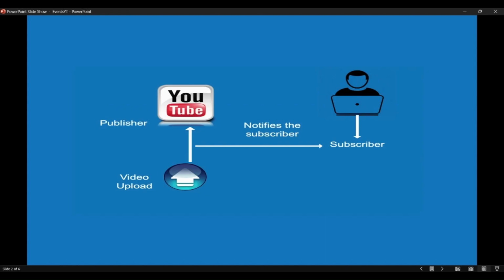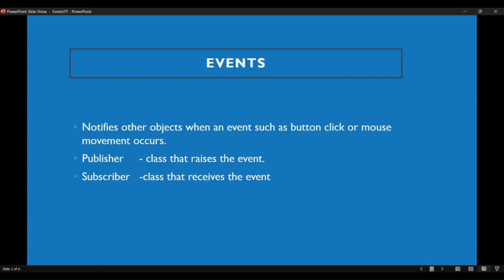A YouTube channel is the publisher, and whenever a person subscribes to a channel, the subscriber must get notified about the new video uploaded. So this is similar to an event. Now, let us look at what an event is. An event is an action such as a button click, a mouse movement, or any selection. Whenever such an event happens, you have to handle that.